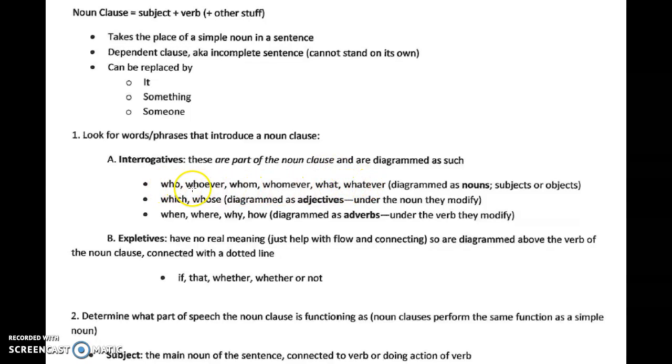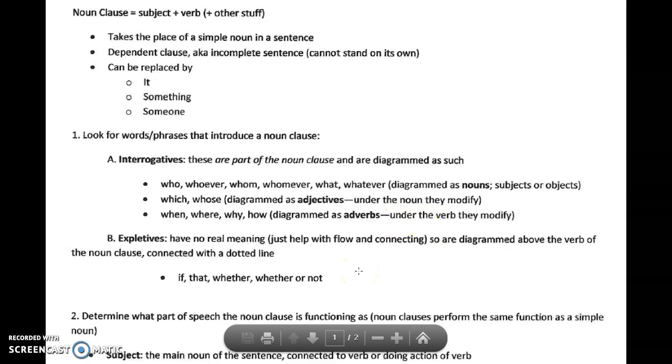So this first group, who, whoever, whom, whomever, what, whatever, are diagrammed as nouns. They serve as subject or objects in the sentence. Which and whose are diagrammed in the noun clause in the place of an adjective, under the noun they modify. And then when, where, why, and how are diagrammed as adverbs. Again, these answer those same questions that we've been harping on all semester. And those adverbs are going under the verbs they modify.